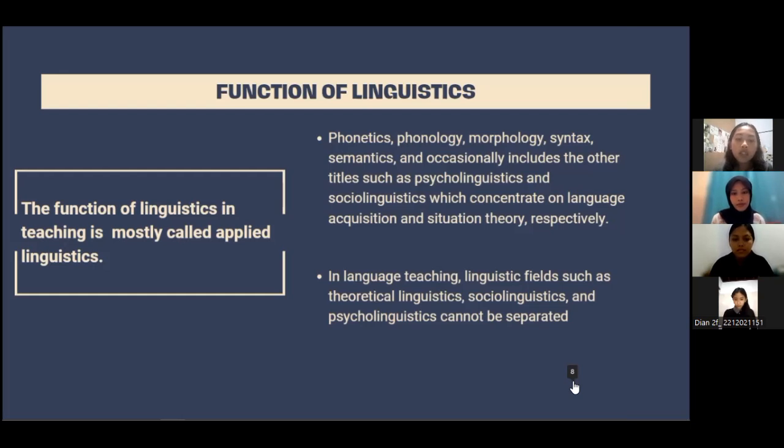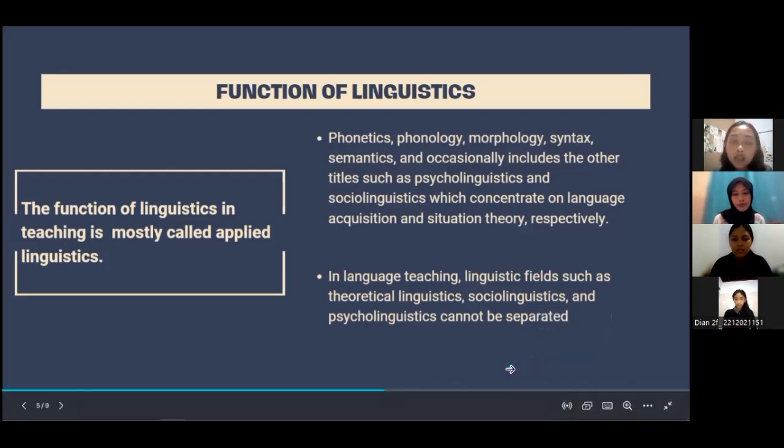And how people process a language is psycholinguistics, or experimental linguistics. How language varies from situation to situation, group to group, and place to place is sociolinguistics, or dialectology. In language teaching, linguistic fields such as theoretical linguistics, sociolinguistics, and psycholinguistics cannot be separated, because all these disciplines make useful contributions in completing a language teaching and learning program. Okay, the next one is explained again by my friend.